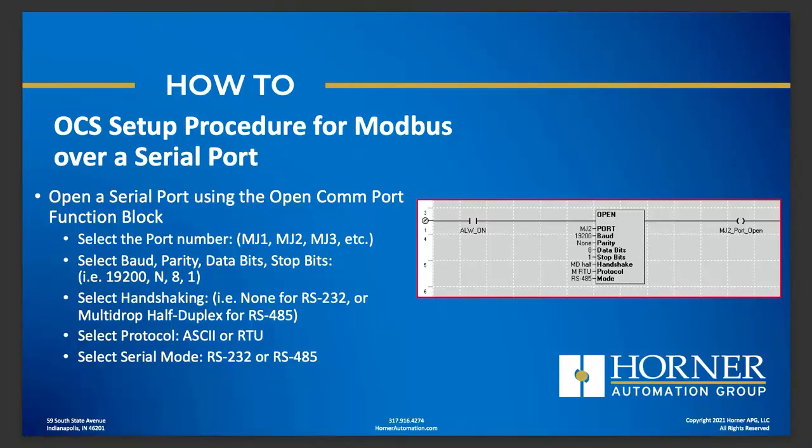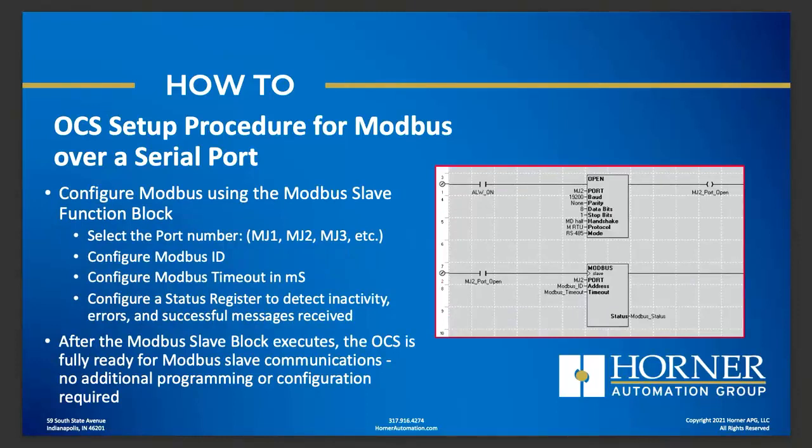Now, after you've configured your open function block, there's still one more function block to go, and that is a Modbus slave function block. And this covers all the Modbus specific parameters that are required, such as, again, the port number to match up that port open function block you just performed with this particular function block. You need to configure the Modbus ID, and remember, for Modbus serial, you're talking somewhere between 1 and 247 for legal IDs. You're going to want to configure that Modbus timeout so that the OCS can effectively keep track of how long it's been that the master has talked to it. And if it's been beyond that timeout, the OCS can take corrective action.